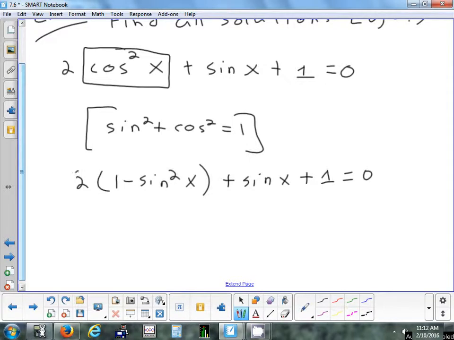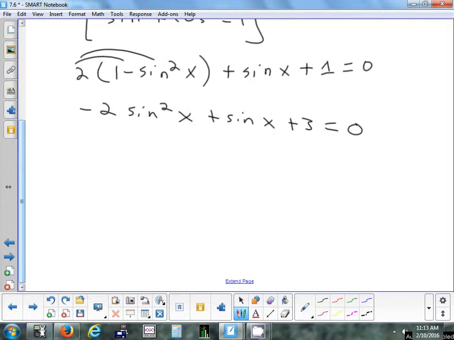All right, I'm going to distribute, and I'm going to combine like terms at the same time. So I'm going to get negative 2 sine squared x plus sine x. And what is my constant going to be? Yeah, I'd get 2 times 1 is 2, plus 1 more at the end, plus 3. Now, what type of equation is this? Yeah, it's a quadratic.